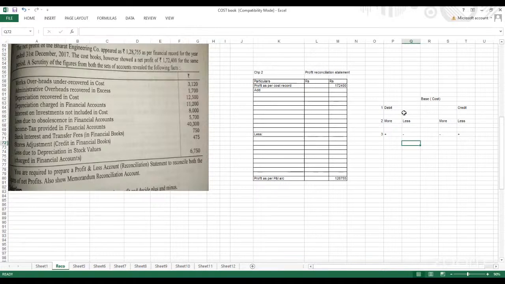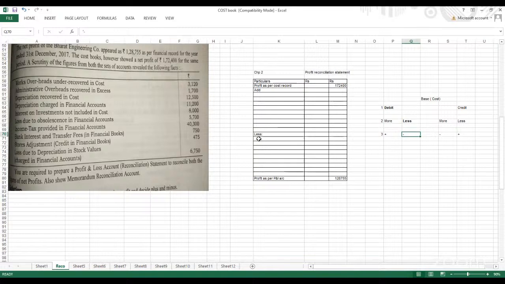Read the first line. It says works overheads under recovered in cost. Our base is what? Cost. So first step is decide whether it's a debit item or a credit item. Works overhead, any overhead is debit. So step one done, it's a debit item. Now step two, whether it is more or less in cost, because cost is base. It says works overheads under recovered in cost. So in cost it is less. So effect will be less.